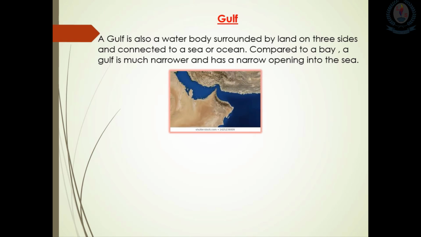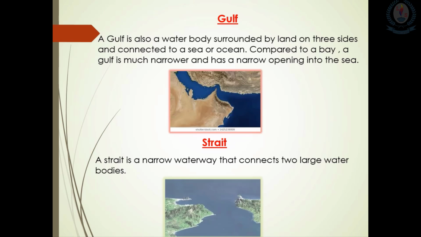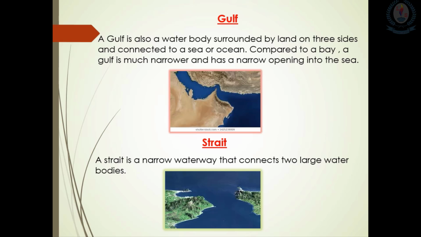Now you can see some picture of a gulf here. Children, now let's move to the next water body, that is strait. A strait is a narrow waterway that connects two large water bodies. What is a strait, children? A strait is a narrow waterway that connects two large water bodies. Now you can see a picture of a strait here.